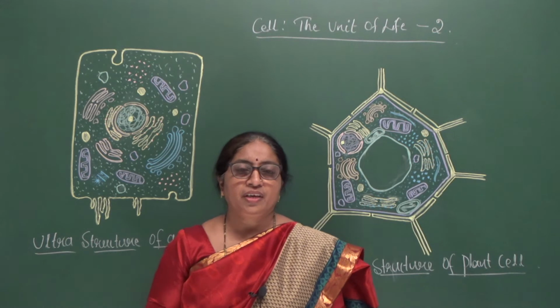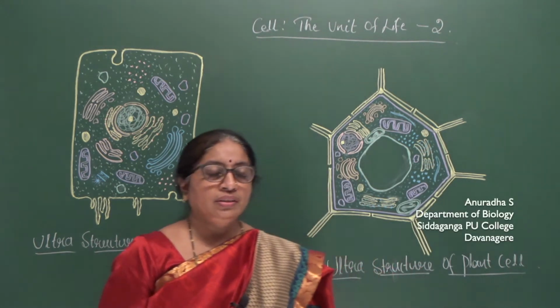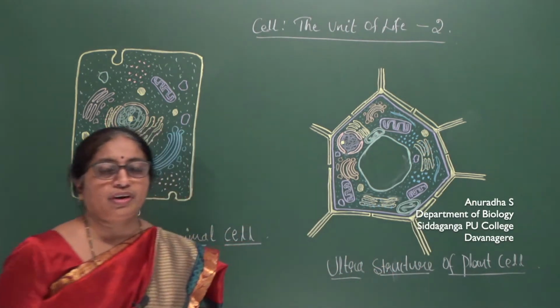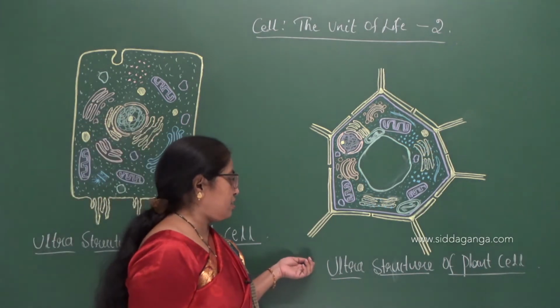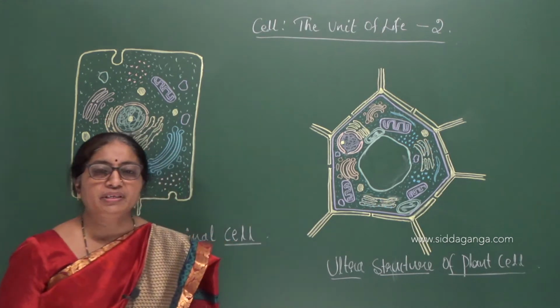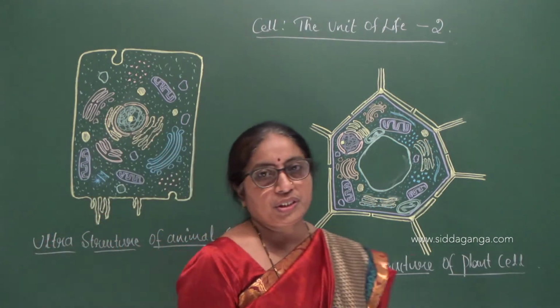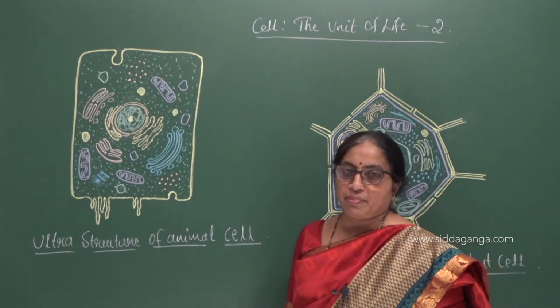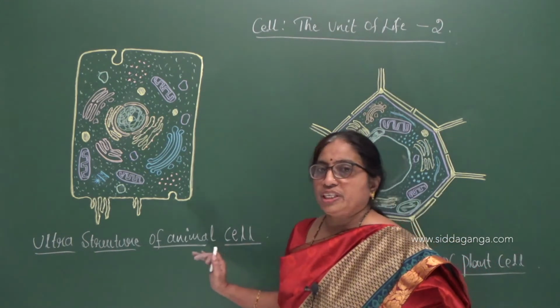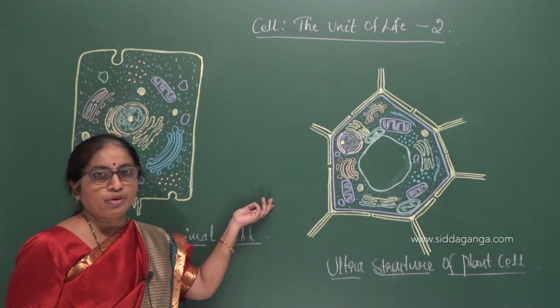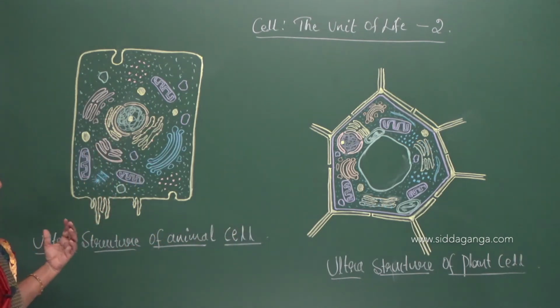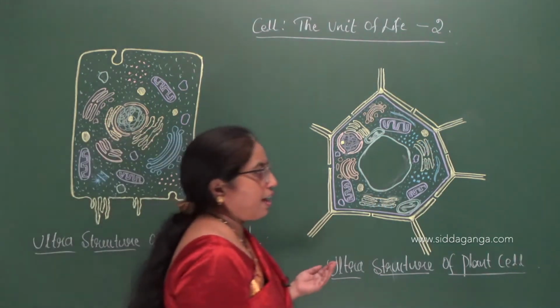Hello everyone. So this is my second video on the chapter Cell, the Unit of Life. In this video we are going to understand the ultrastructure of plant and animal cell, and along with that we will study the structure of plasma membrane. So today's video, ultrastructure of plant and animal cell, which is on the board. I hope everybody can see this ultrastructure of plant and animal cell.